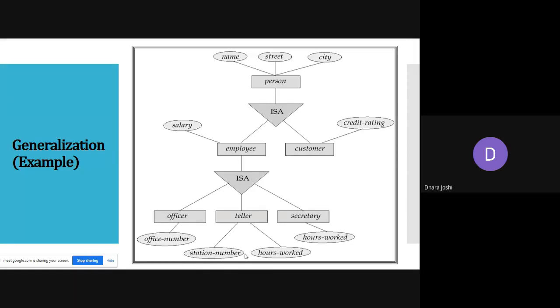And generalization means if we are looking from bottom to top. There are three different entities: officer, tailor and secretary. We are going towards the upside. All of them are employees, and employee and customer are nothing but person. So we are going bottom to top, and it gives us a general view. General view means all the particular or individual entities can be clubbed together into a simpler entity.